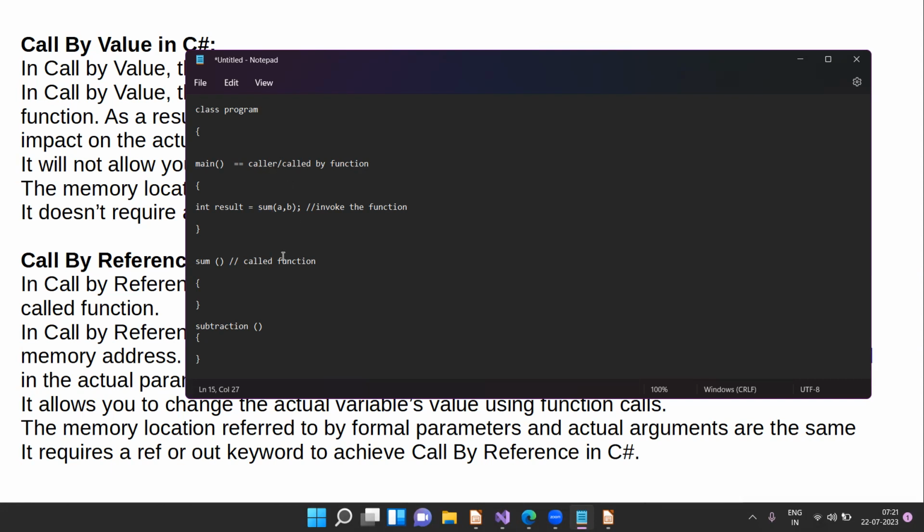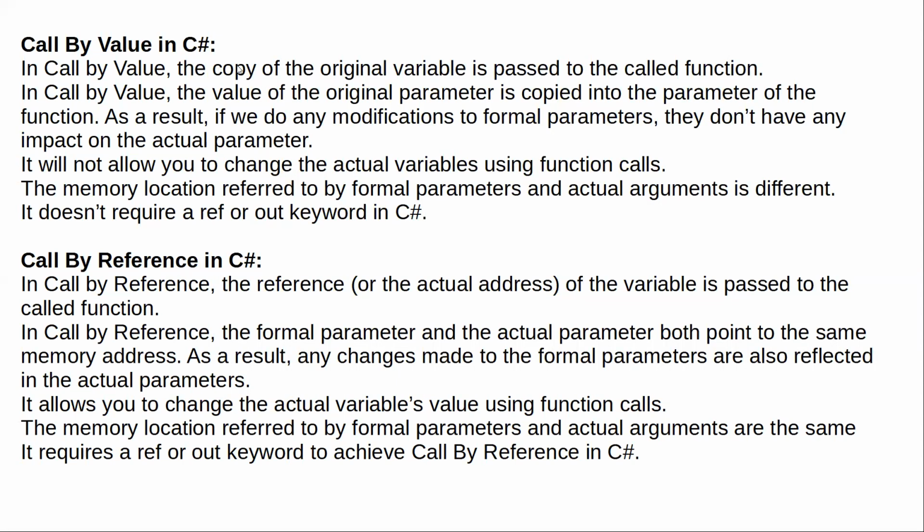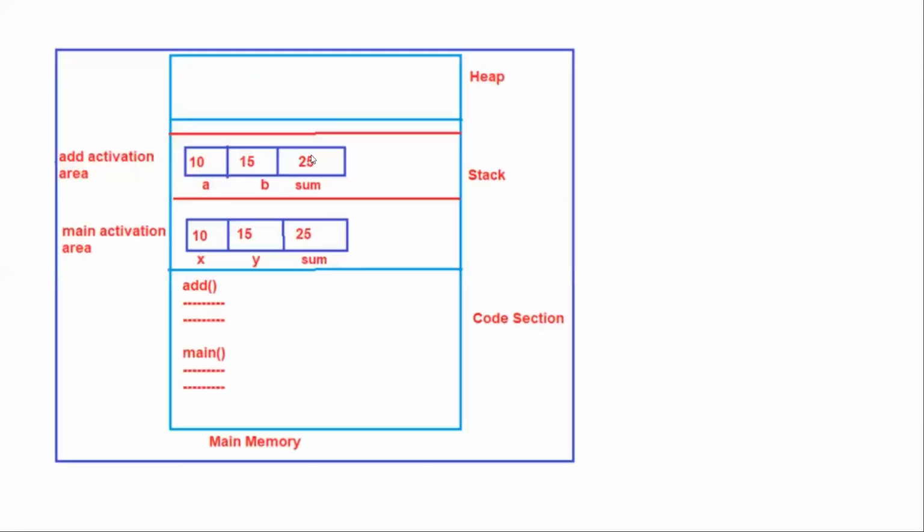And this is actually the called function, right? So in call by value, the copy of the original value is passed to the called function. The value of the original parameter is copied into the parameter of the function. I showed you, right? The x value is getting copied to a, the y value is getting copied to b. So as a result, if we do not have any modifications to formal parameters, they don't have any impact on the actual parameters.